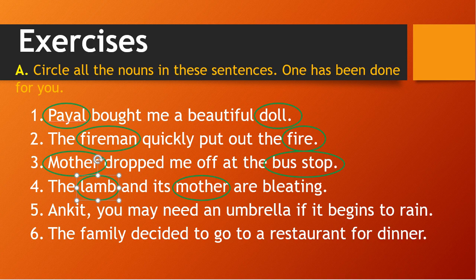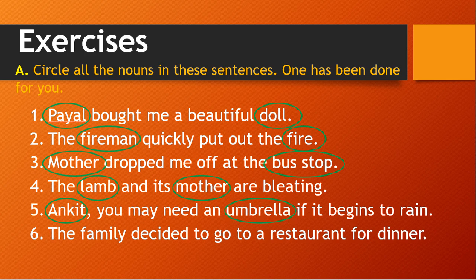And the next is, Ankit, you may need an umbrella if it begins to rain. Here Ankit is the name of a person, so Ankit will be our noun. And umbrella is a thing, so umbrella is going to be our second noun. We have identified till now fireman, fire, mother, bus stop, lamb, mother, Ankit, umbrella as the nouns.